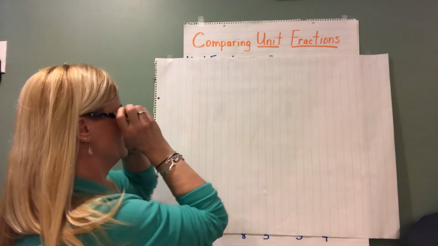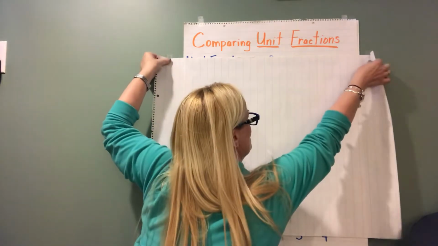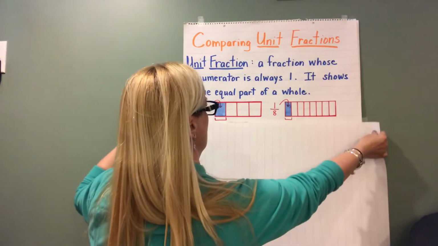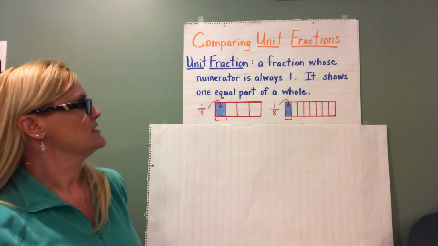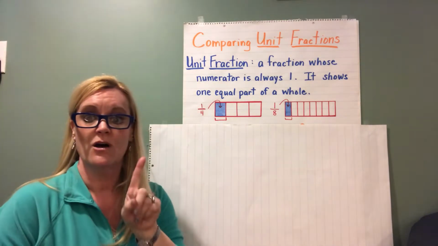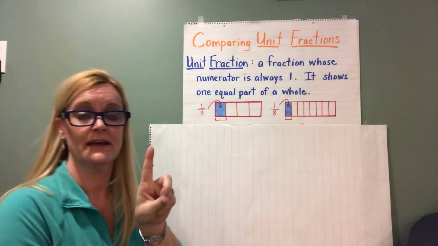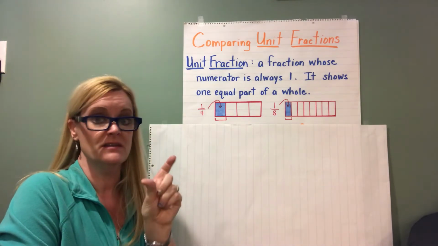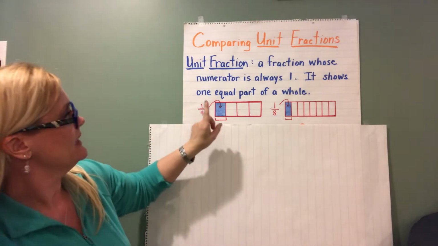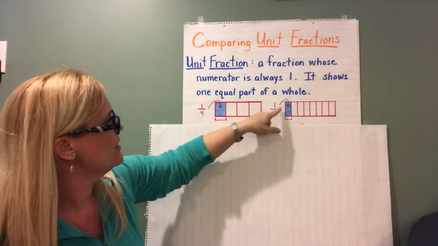Unit fractions specifically. And remember, a unit fraction, we'll stop right there. A unit fraction is a fraction whose numerator is always 1. And that's because we're just talking about one piece. What's the size of one piece of that fraction? And it shows one equal part of a whole.